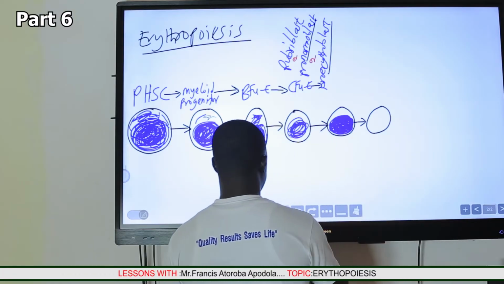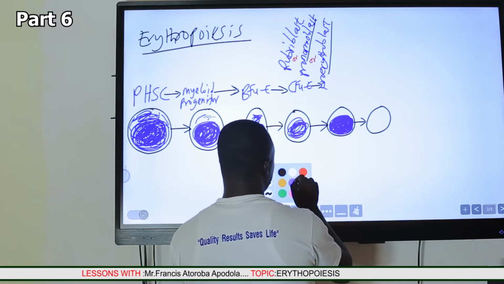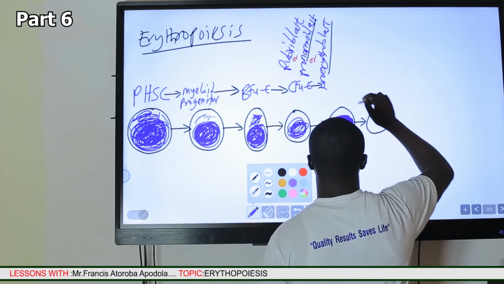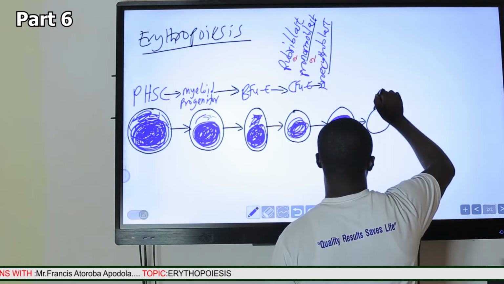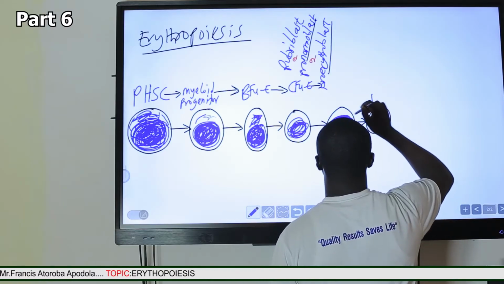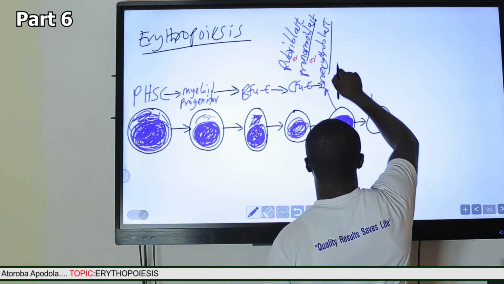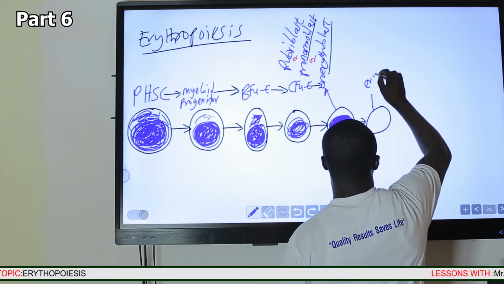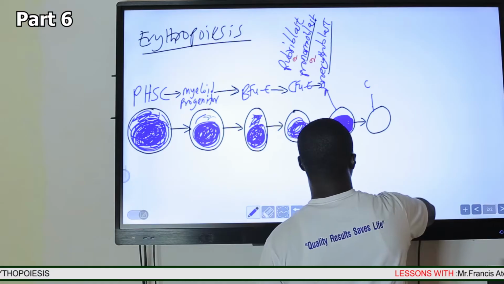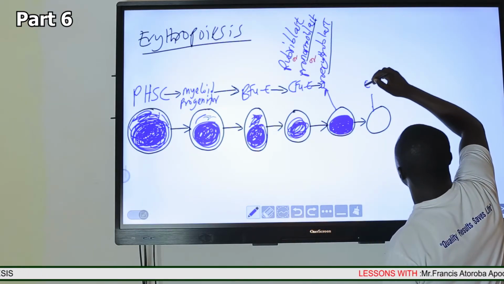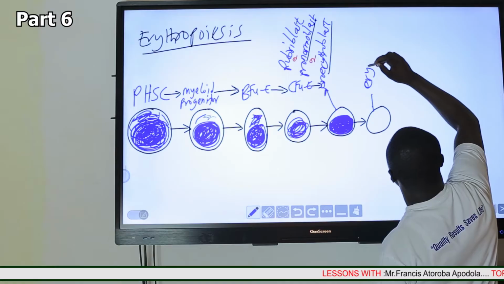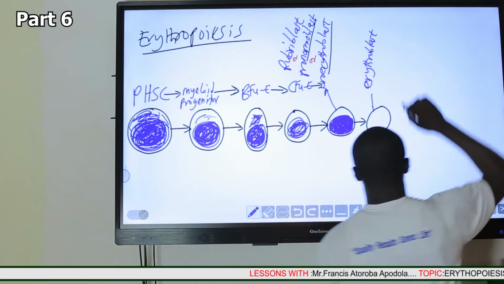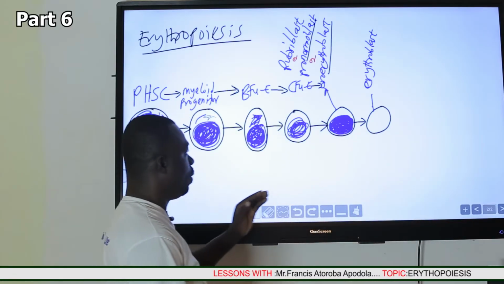another precursor cell. So this is the proerythroblast, and this one goes to here. So this is the erythroblast stage. Let me name it properly: erythroblast. So we are in the erythroblast stage.